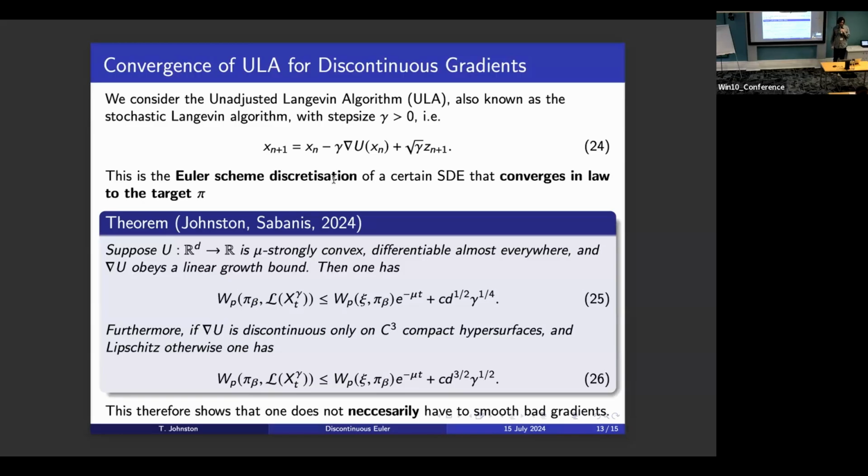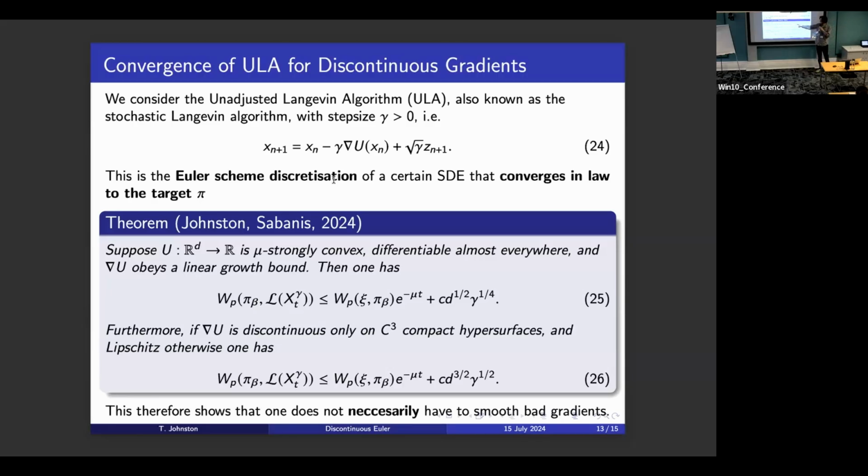So our result is as follows. We assume strong convexity, which is the nicest setting, where it's very easy to obtain convergence to equilibrium bounds. So from that perspective, everything's very simple. We assume that U is differentiable almost everywhere. If U isn't differentiable almost everywhere, then this is generally not defined. If it is differentiable almost everywhere, given that the law of each X_{n+1} conditional on X_n is absolutely continuous, the algorithm is well defined almost surely.